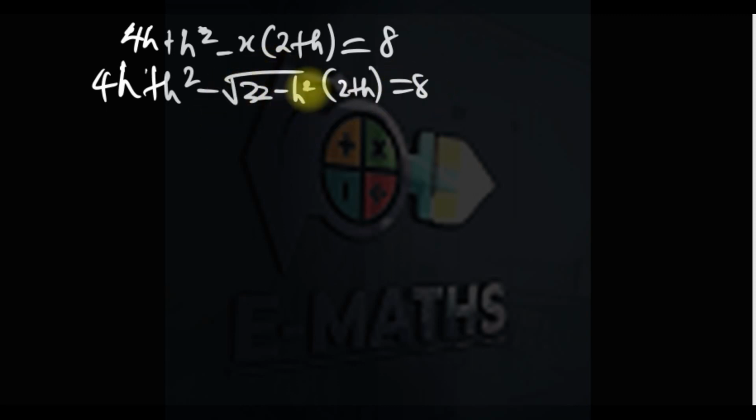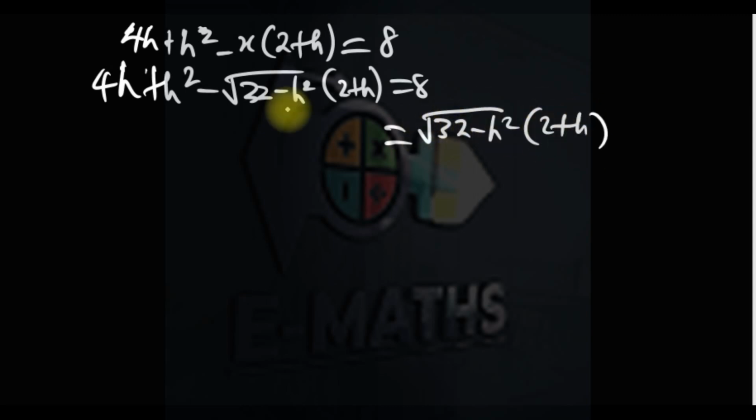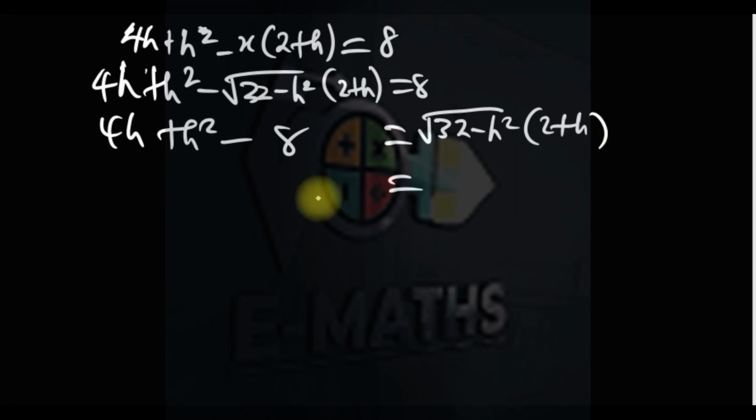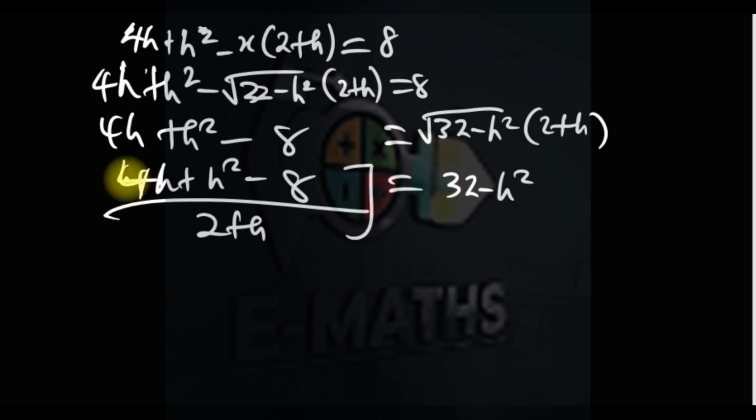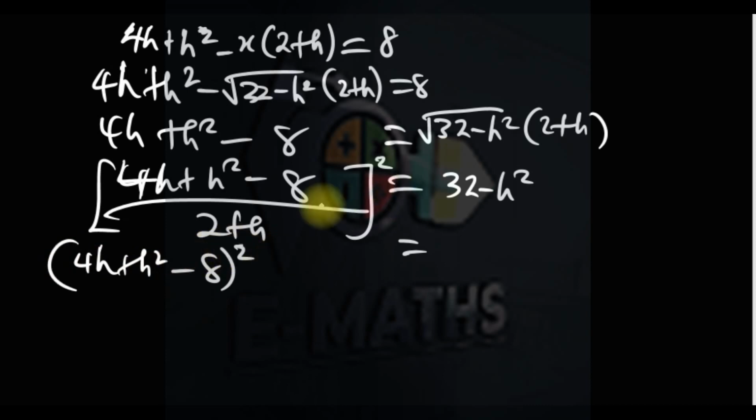Let's make this the subject of the formula because I want to remove this radical sign. This goes over to plus, so I have square root of 32 minus h squared times 2 plus h, while this is 4h plus h squared minus 8. This goes over to be 2 plus h, times the square root of 32 minus h squared, equals 4h plus h squared minus 8. So the square root goes over to that side to be squared. Again, we can write this as 4h plus h squared minus 8 all squared over 2 plus h all squared, but we'll cross multiply at once.